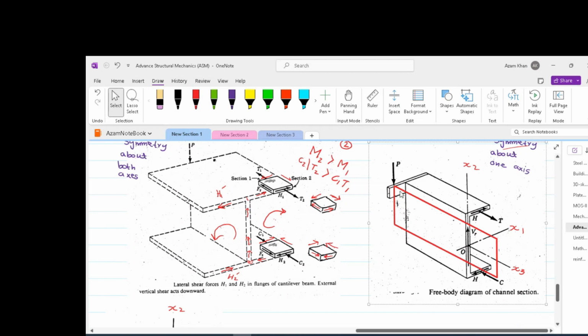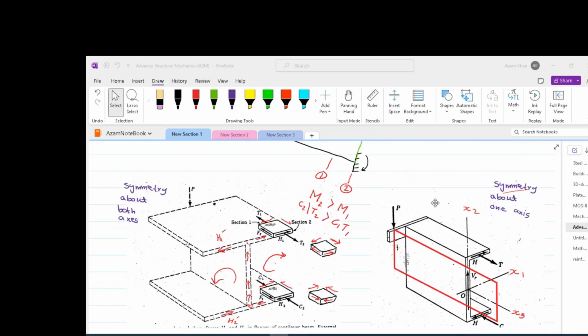Please note, if we have externally applied load P placed in the plane x2, x3, then the channel section will twist about x3. So we have to offset the load P from the x3, x2 axis. This plane of loading is shown in red. This is offset at some distance from the x2, x3 plane, but it stays parallel to the x2, x3 plane.